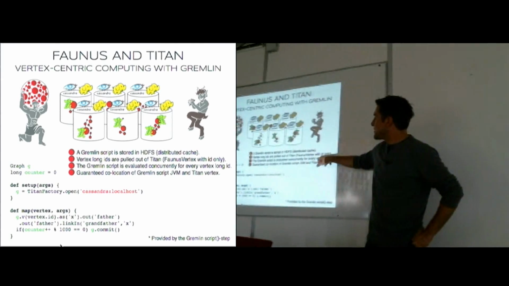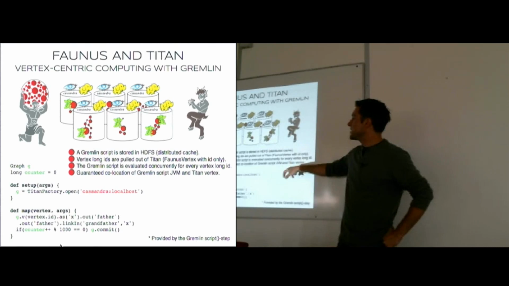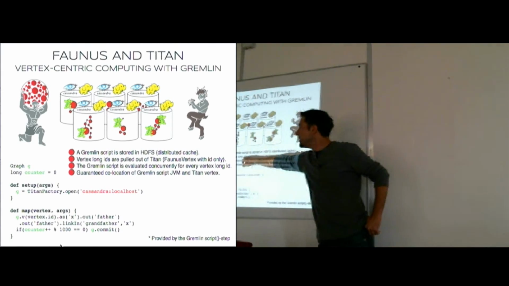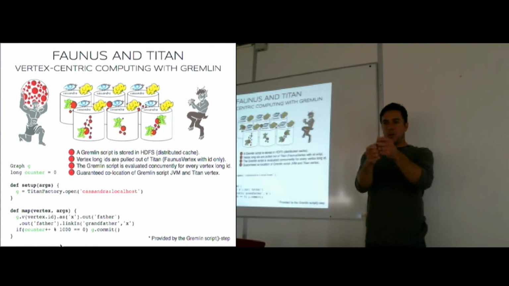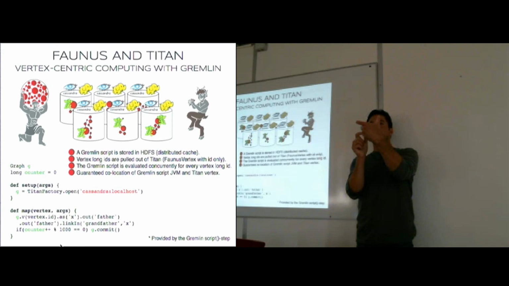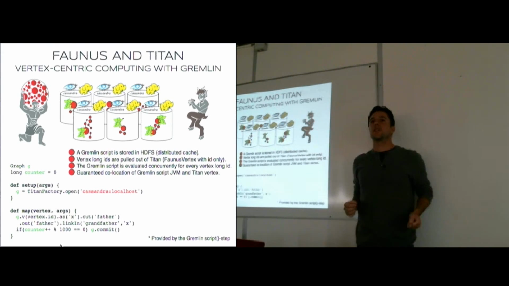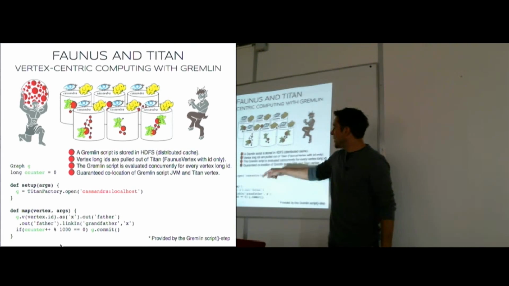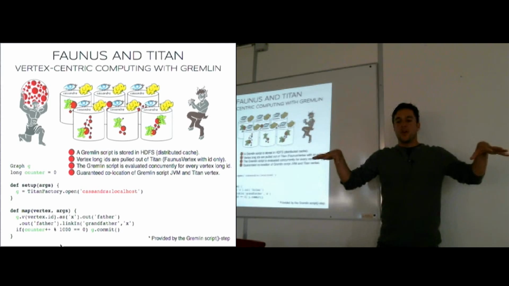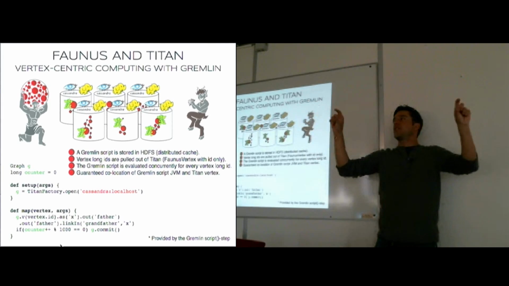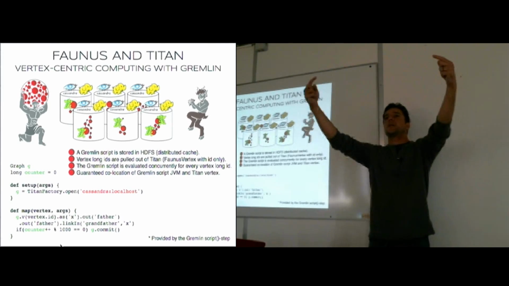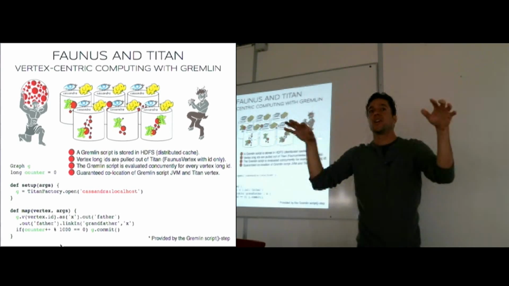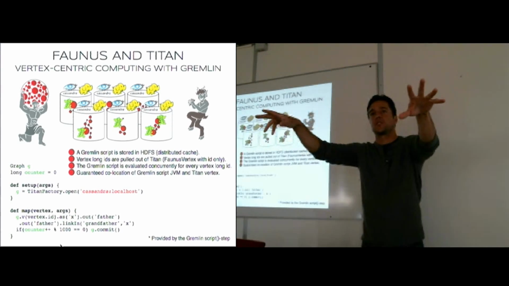I can stream out of Titan. I can tell Titan not to give me all the edges, only the vertex IDs. So what I get is a stream of Faunus vertices without the edges, just a long ID. I can feed that ID into a Gremlin script. In theory, all these Gremlin scripts run in parallel with the ID of the vertex, making a database connection back into the cluster and doing some kind of manipulation on those vertices.